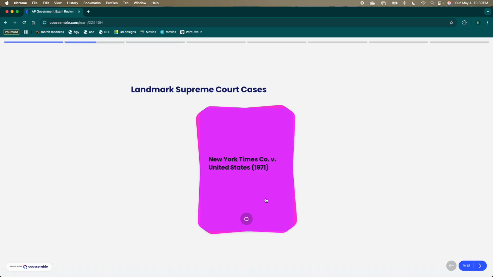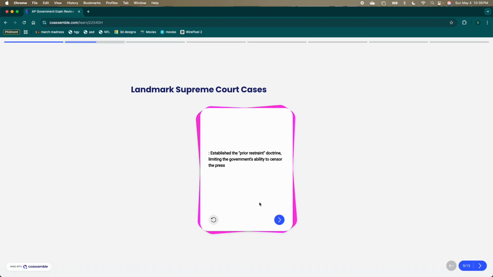Next up, we've got New York Times versus the U.S., which established the prior restraint doctrine, limiting the government's ability to censor the press. Of course, this relates to the freedom of the press of the First Amendment. So what happened? The New York Times published the Pentagon Papers, and the Nixon administration attempted to censor them. However, the Supreme Court ruled that they could not do this, as it didn't violate the clear and present danger laws at the time.